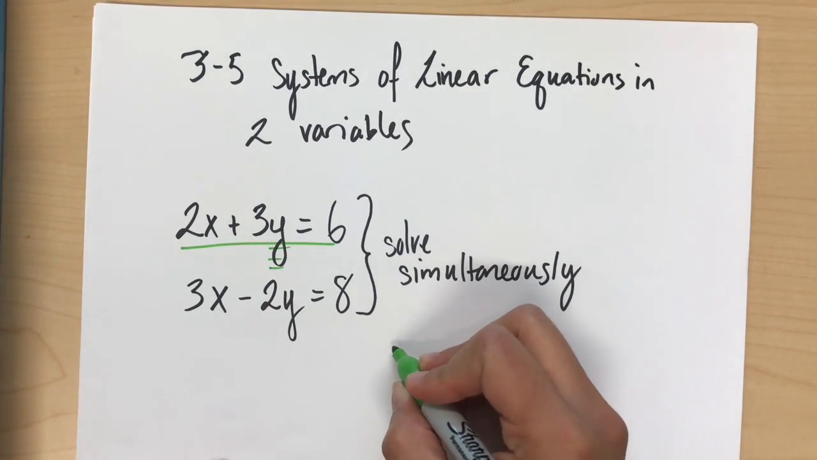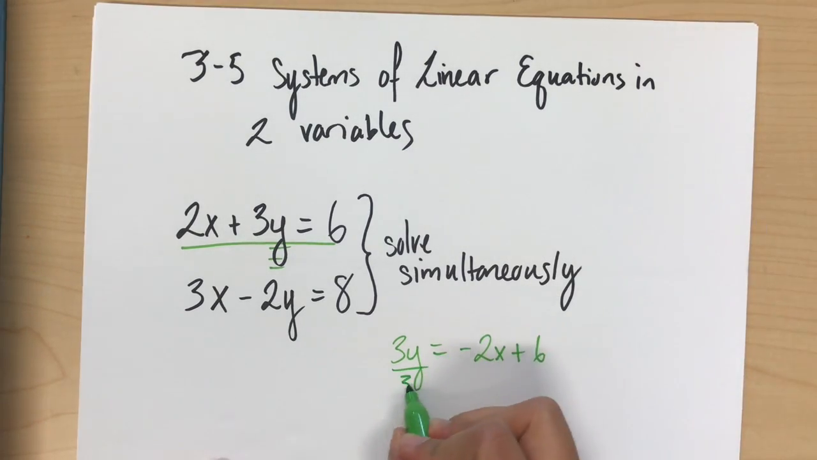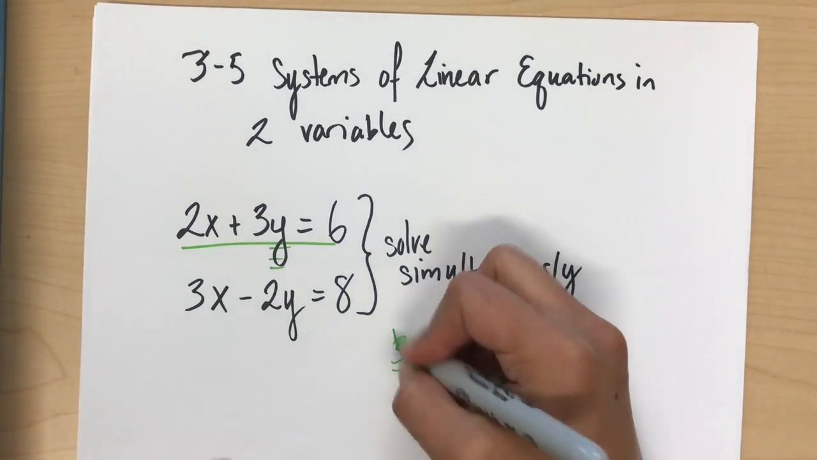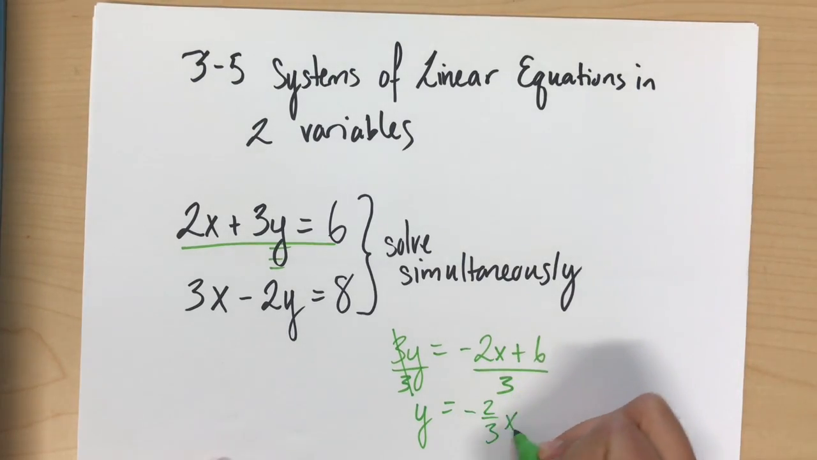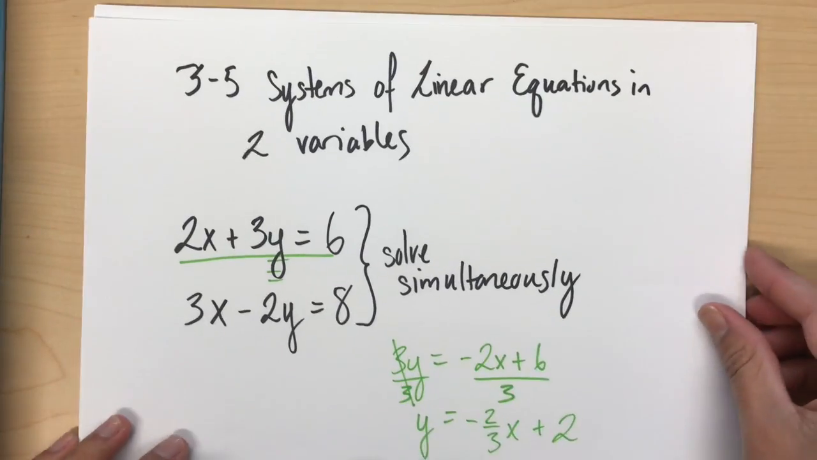So first I'm going to isolate y in terms of x. So I subtract 2x from both sides in the first equation and then I divide by 3. So I end up getting negative 2/3 x plus 2. Okay, so now I've solved for y in terms of x.